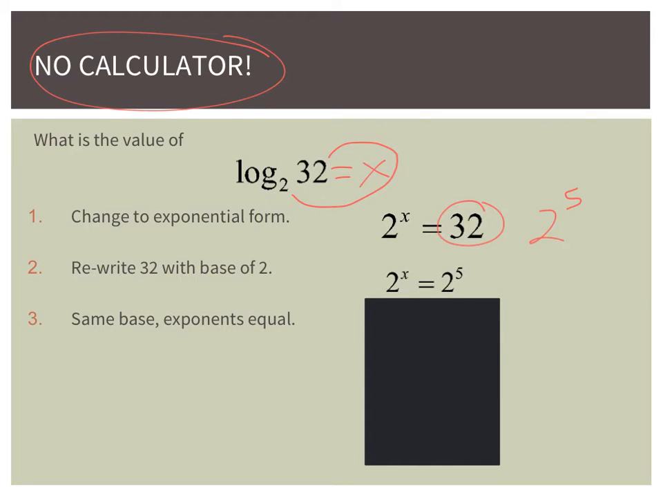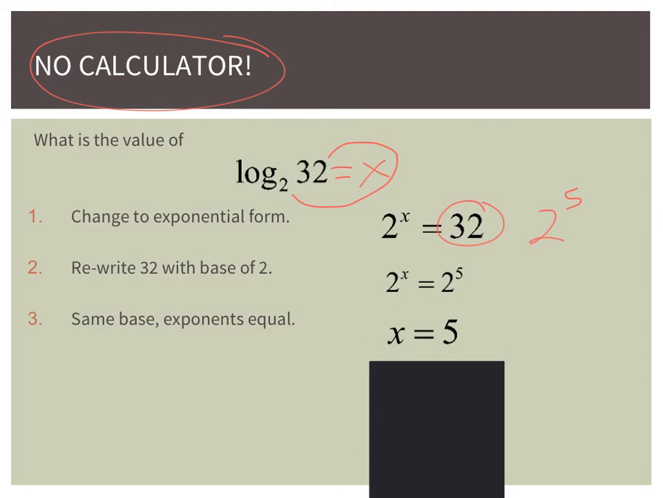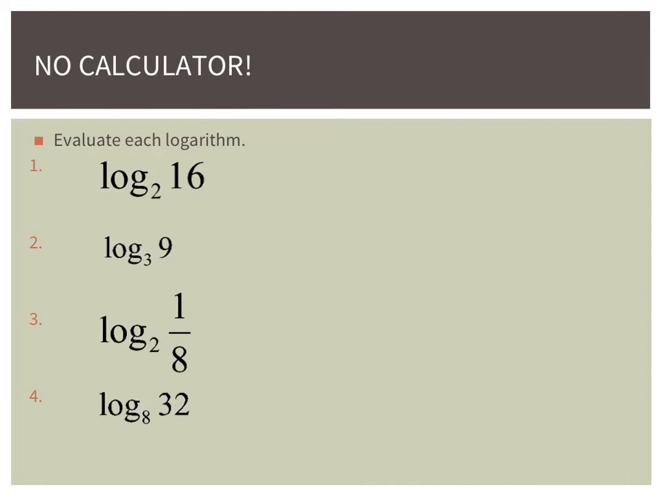Now, since we have the same bases, meaning both 2 and 2, I can now get x equals 5. I can set those exponents equal to each other. That's awesome. So if we have the same bases, our exponents have to be the same in order for the equation to be equal on both sides. So now let's evaluate each log. No calculator. See if you can handle these, and hit play when you're ready for an explanation.